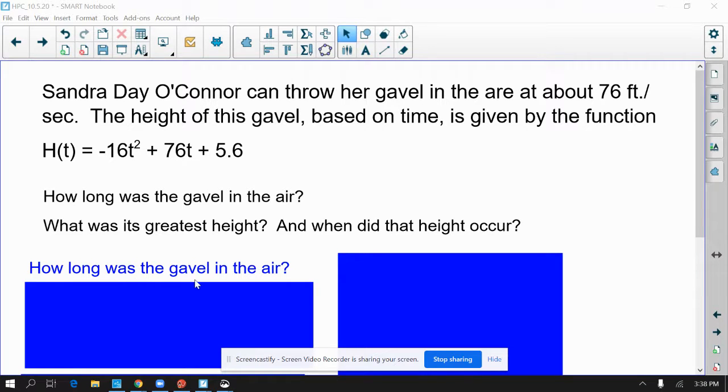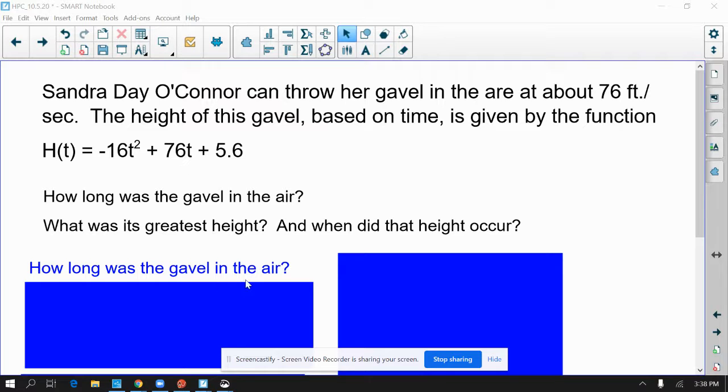So, first of all, how long was the gavel in the air? Well, realize, what is this function telling you? H of t, that's the height of the gavel based on time. So when t is 0, this goes away, you're just left with 5.6. That's how tall she is, 5.6 feet. So when time is 0, she has the gavel in her hand and she's about to throw it. And when t is 1, so 1 second into the toss, you could figure out how high the gavel was just by plugging in 1 for t, etc.